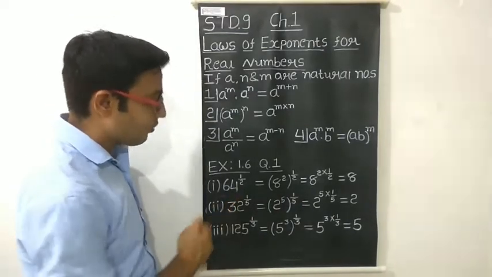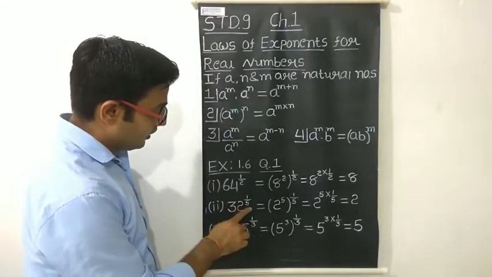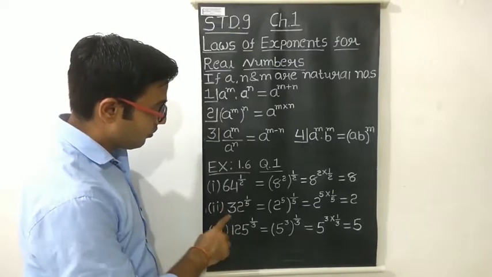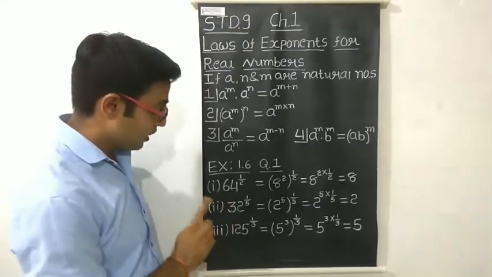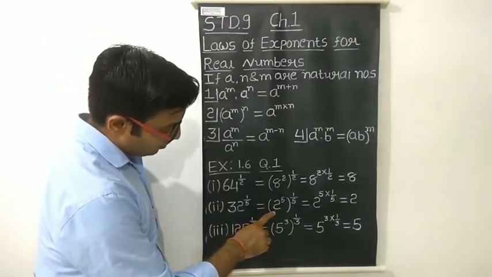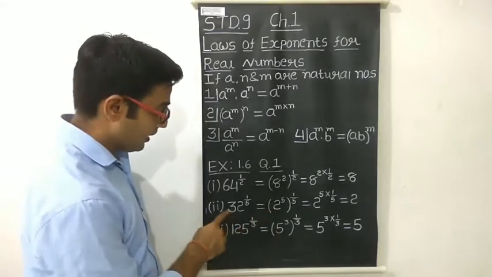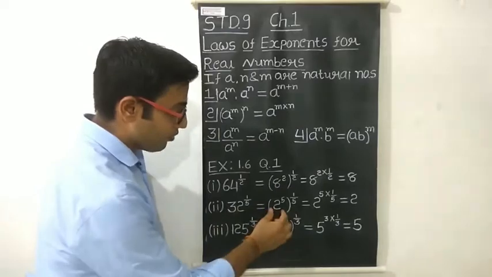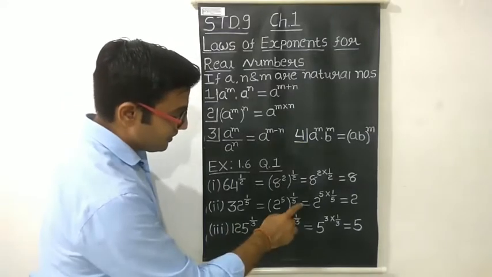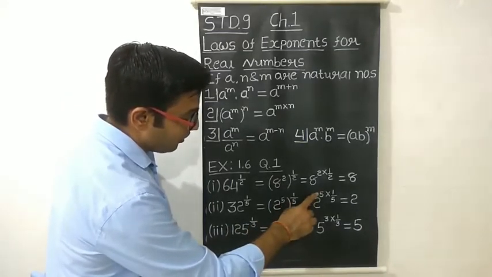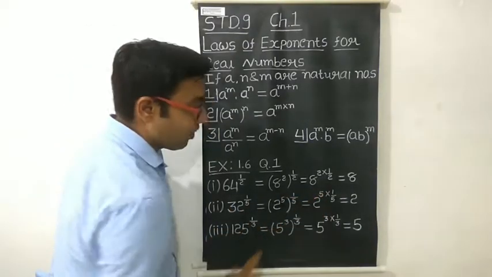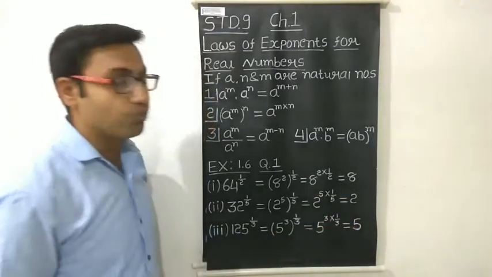Second one is 32 raised to 1 upon 5. Again, here the power 5 is in the denominator. So we have to think about that. Is there any number which has a power 5 and it becomes 32? Yes, that is 2. If you apply 2 raised to power 5, then we can get 32. So instead of 32, we can put down 2 raised to power 5, and the whole raised to power 1 upon 5. Again in the same way, we have to multiply both the powers. So 5 into 1 upon 5. Now this 5 will cancel out each other. Only 2 raised to power 1 will remain. So the answer is 2.